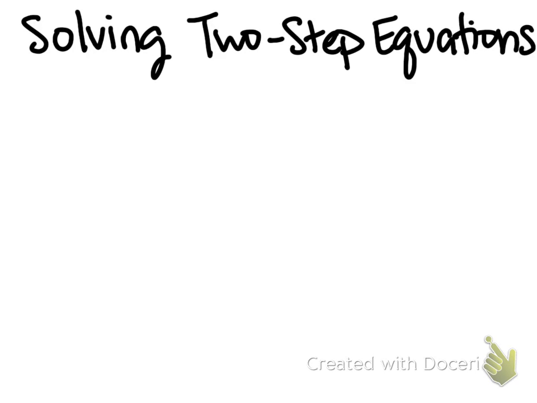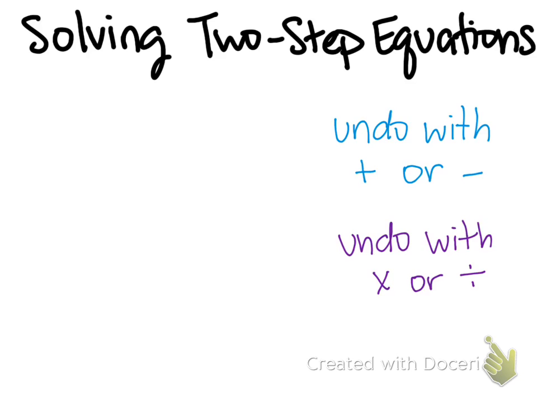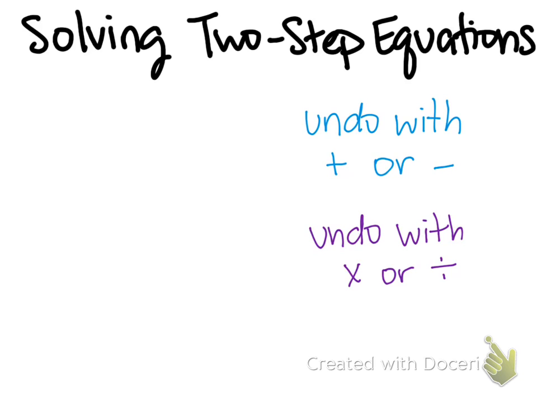In this video, we are going to be solving two-step equations. And usually, two-step equations will deal with two steps. The first step will either be undoing with addition or subtraction, so we have to decide which one of those works best. And then the next step will be either undoing with multiplication or division. So let's do an example.